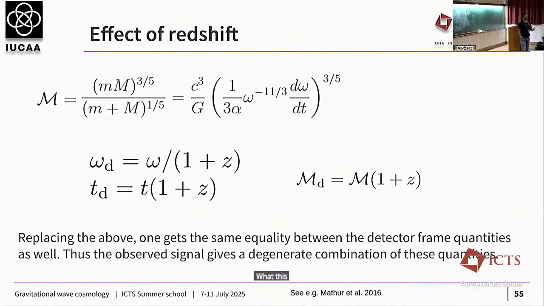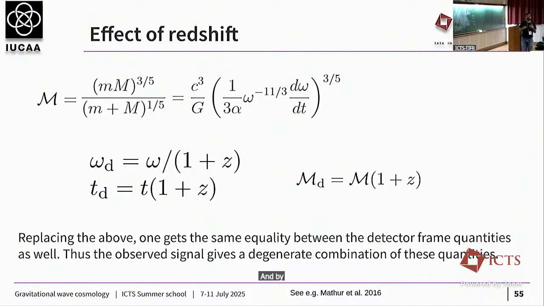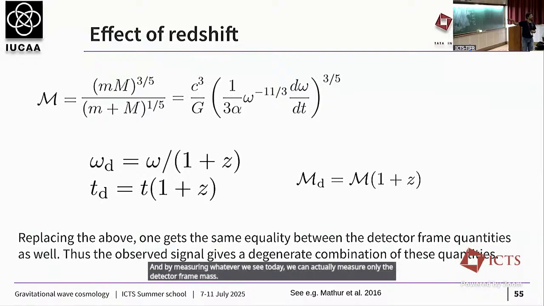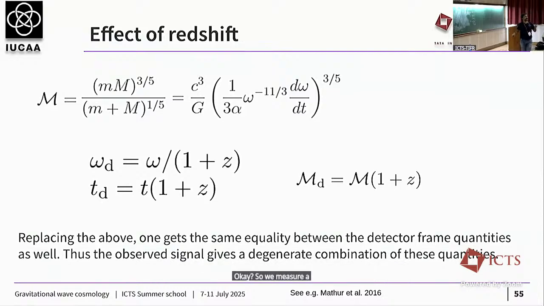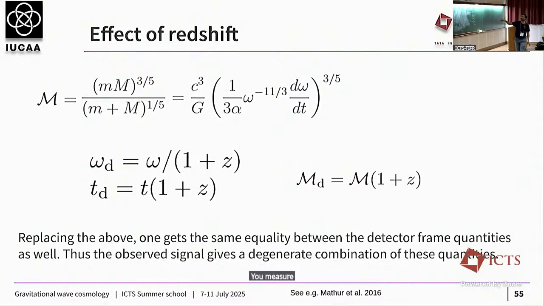What this means is that when we measure the actual frequency change, d omega by dt, it will be related to the d omega by dt in the frame of a non-expanding universe. These two things are different. By measuring whatever we see today, we can only measure the detector frame mass. So we measure a degenerate combination of the true chirp mass and the redshift of the event. You never measure each of them separately. You measure this combination, m times 1 plus z.